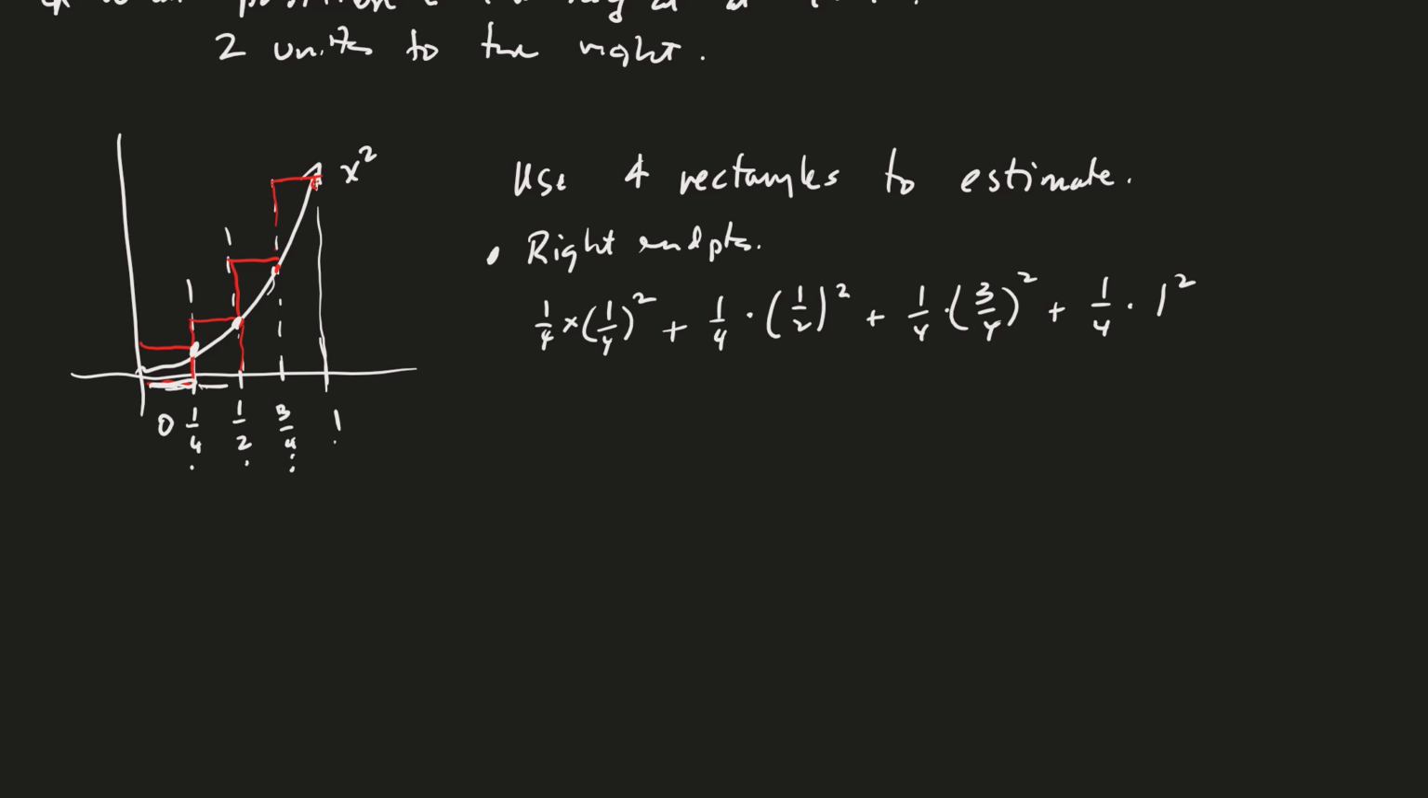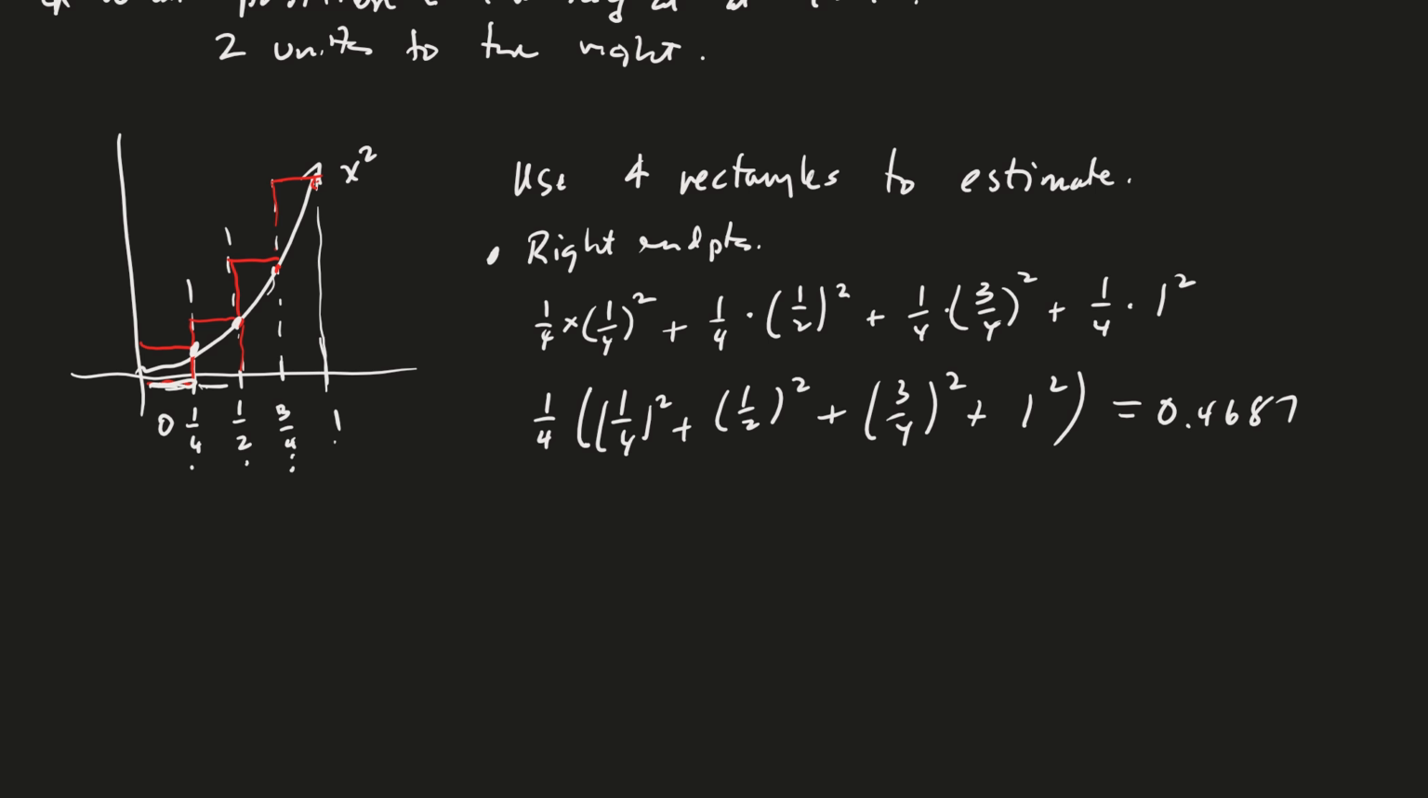Good. And so you might notice that you could factor out that 1/4, right? So we could say that's 1/4 times (1/4 squared plus 1/2 squared plus 3/4 squared plus 1 squared). Good. If you punch that into your calculator, you get 0.4687, or thereabouts. Now, that was an overestimate.